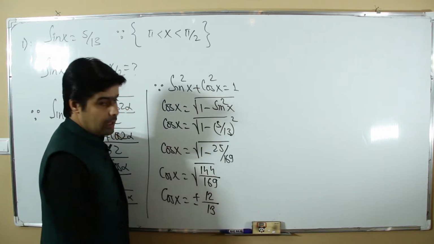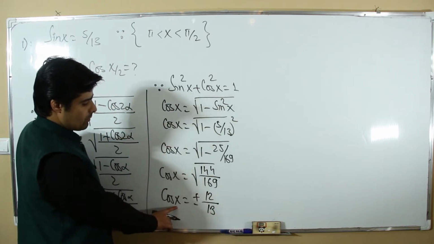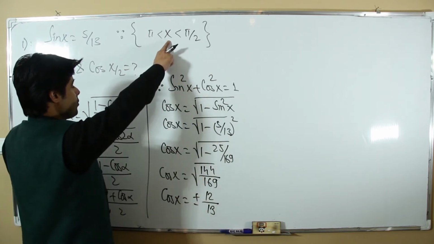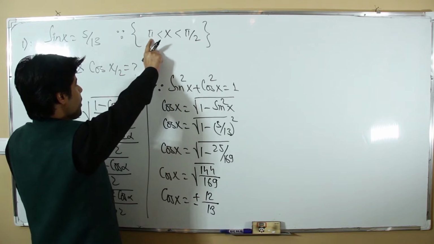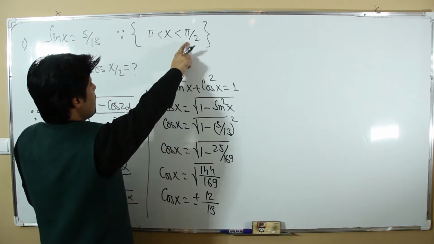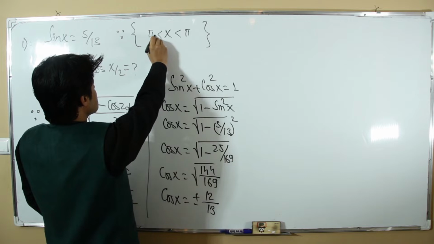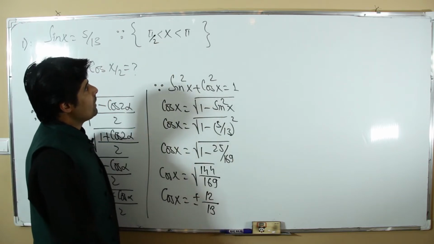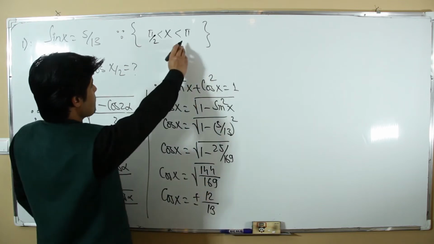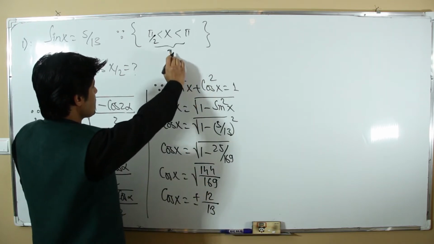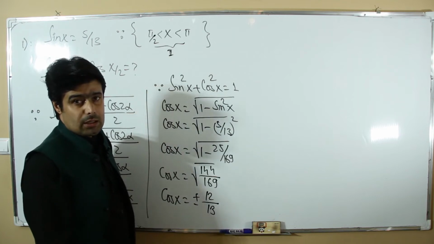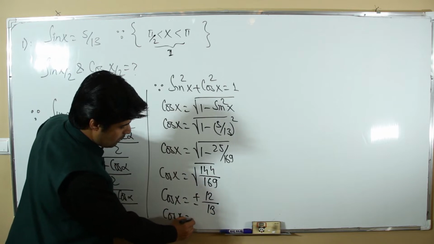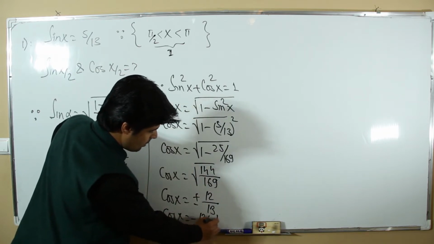Now, it means the cosine of the angle can be positive or negative, depending on which quadrant the angle is located in. The angle is located between pi by 2 and pi. If the angle is located between pi by 2 and pi, it is in the second quadrant. Cosine in the second quadrant is negative. So cosine of x is minus 12 by 13.